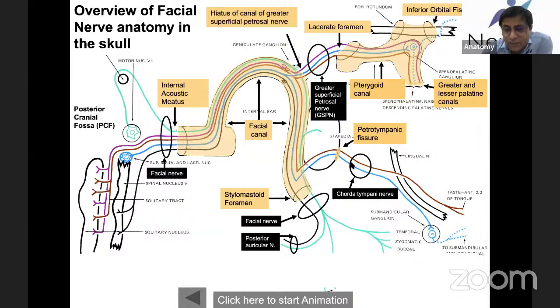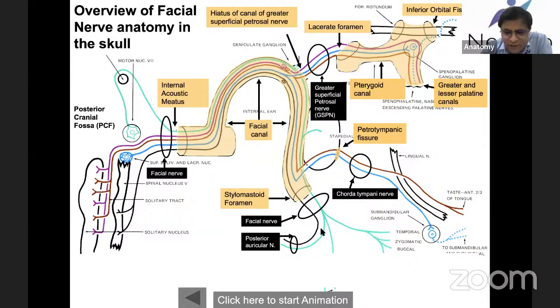Then it will run medial. Remember, it will run medial to the styloid process. There's a nerve which runs lateral to the styloid process, and that's the facial nerve, right? Then it joins the lingual nerve and will innervate the taste receptors in the anterior two-thirds of the tongue, except the circumvallate papillae.